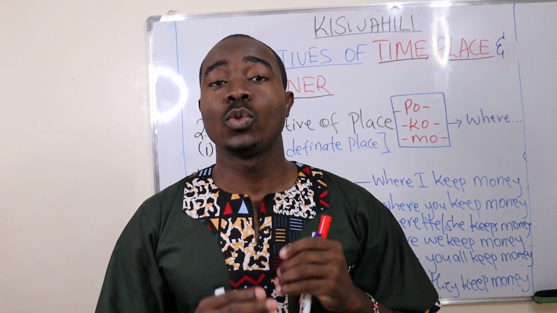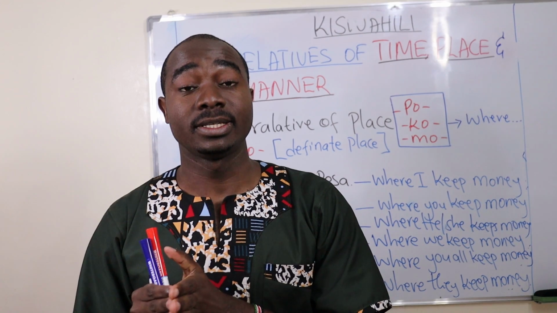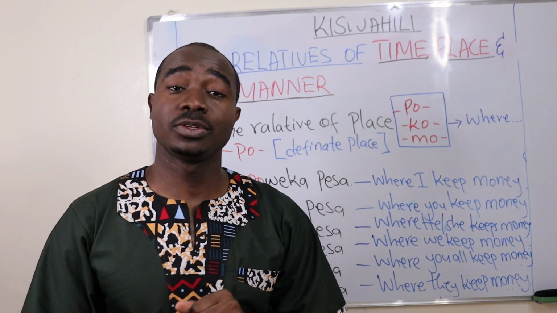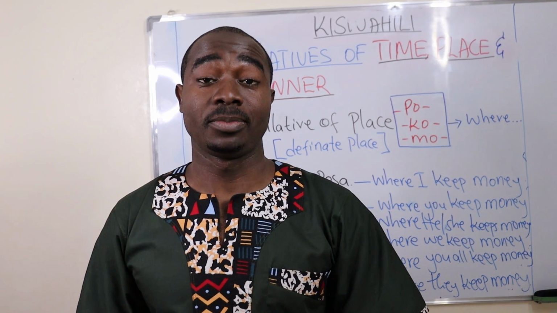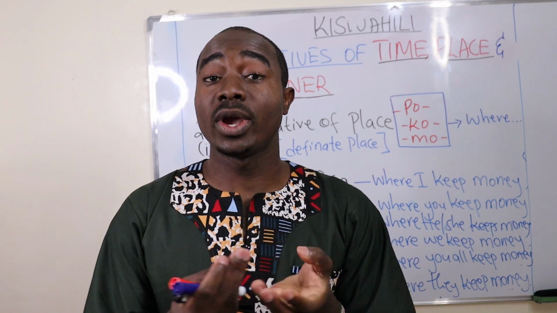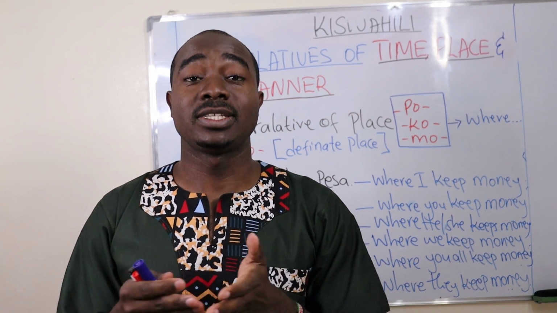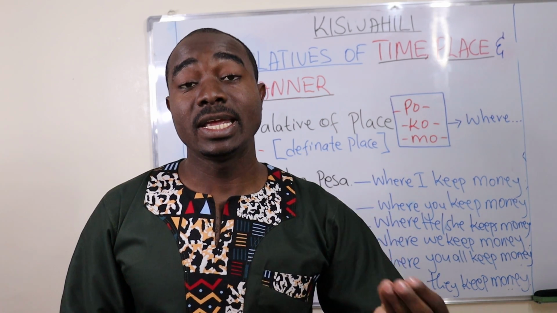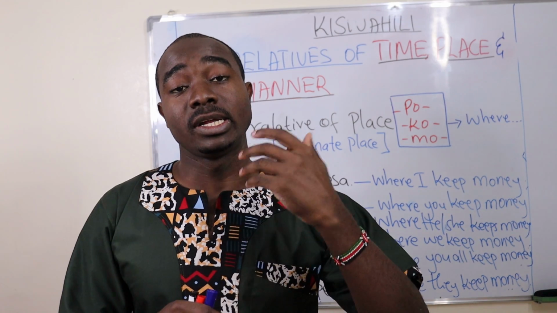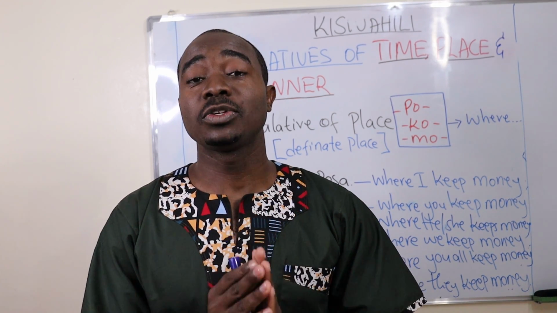In this lesson, we are going to talk about the relative of place. In the previous lesson in this series, we talked about the relative of time, where we use po to show when. Like nilipolala, when I slept. Ninapolala, when I sleep, whenever I sleep. Nitakapolala, when I will sleep. Okay, so that was for the previous lesson.